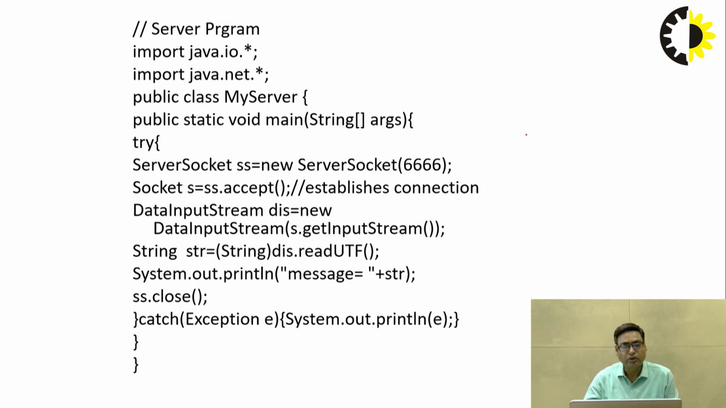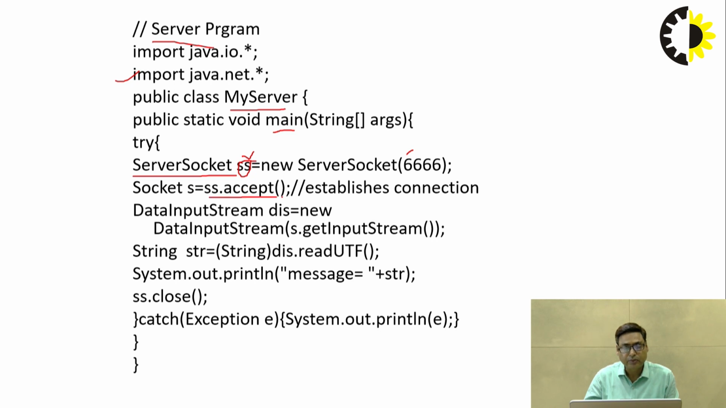So, this is the first program, or you can say the program related to the server. Whenever we want to use the class ServerSocket, we need to import the package, import java.net.*. Then I have created a class named MyServer and written a main method. Then you create an object SS of type ServerSocket, and we are going to connect this socket at the port number 6666.